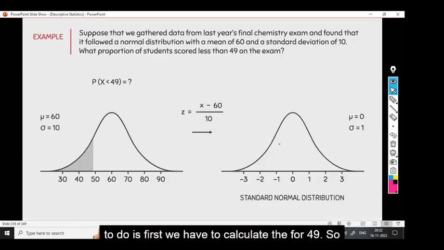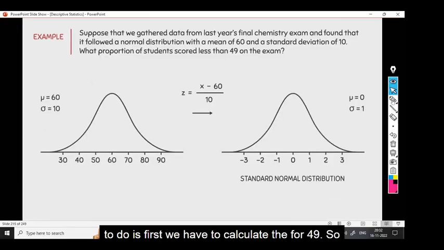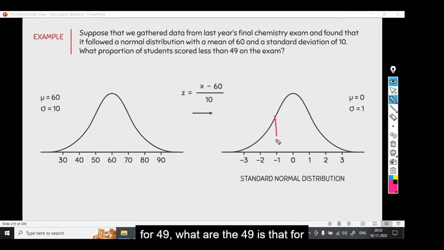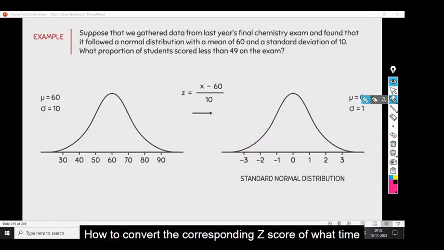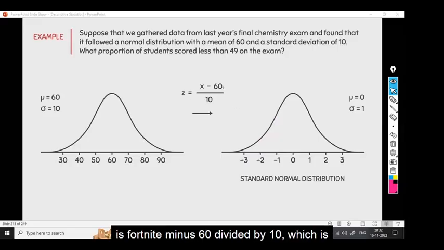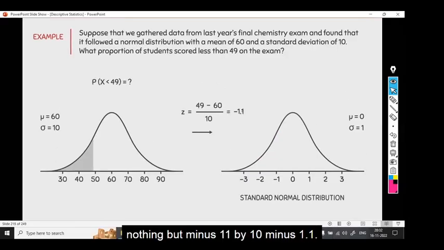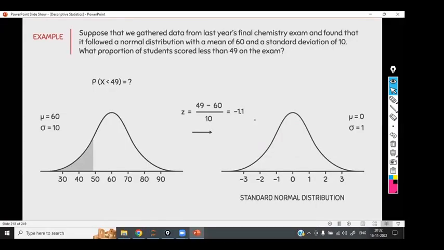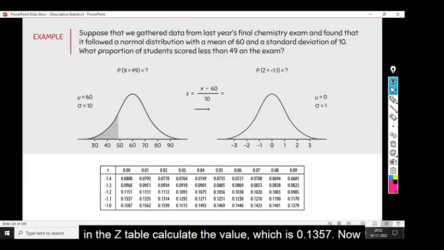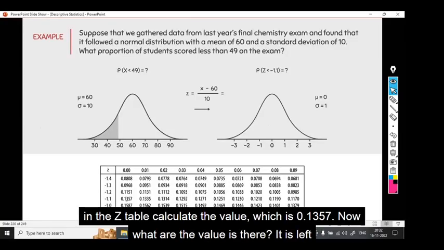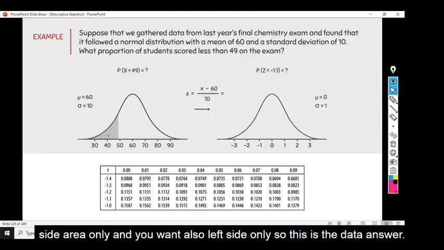Now, what you have to do is, first, for 49, calculate the area less than that. So first you have to convert 49 to the corresponding z-score. The z-score of 49 is 49 minus 60 divided by 10, which is minus 11 by 10, minus 1.1. Now for minus 1.1, go to the z table and look up the value, which is 0.1357. This value is the left side area, and you want the left side only, so this is the direct answer.